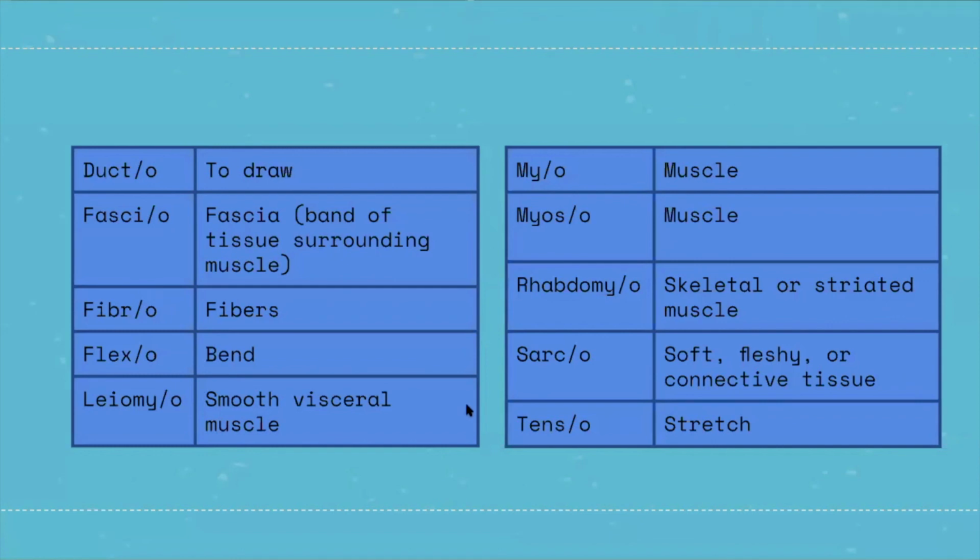We have rhab. Again, it's kind of hard to say these roots just by themselves because they have connecting vowels and they connect to suffixes and prefixes. We have rhabdomyo, I think, which basically means skeletal or striated muscle. Striated, can anyone tell me what striated means? We talked about it earlier with skeletal muscle.